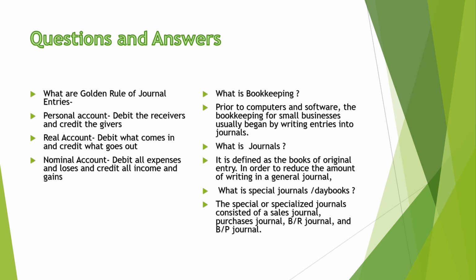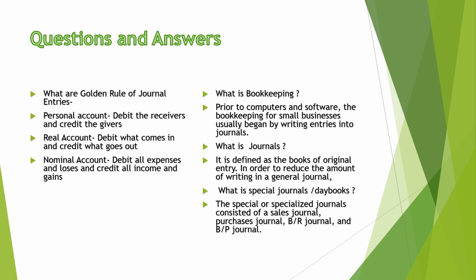What are the golden rules of journal entry? For journal entry purposes, we divide the whole of the accounts under three parts: personal account, real account, and nominal account. Under the personal account, debit the receiver and credit the giver. Under the real account, debit what comes in and credit what goes out. Nominal account: debit all expenses and losses and credit all incomes and gains. So you must remember this is the fundamental, and this is the thumb rule of accounting.